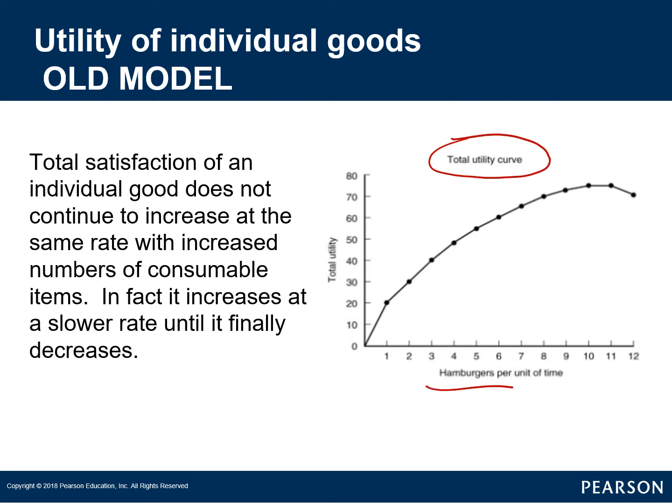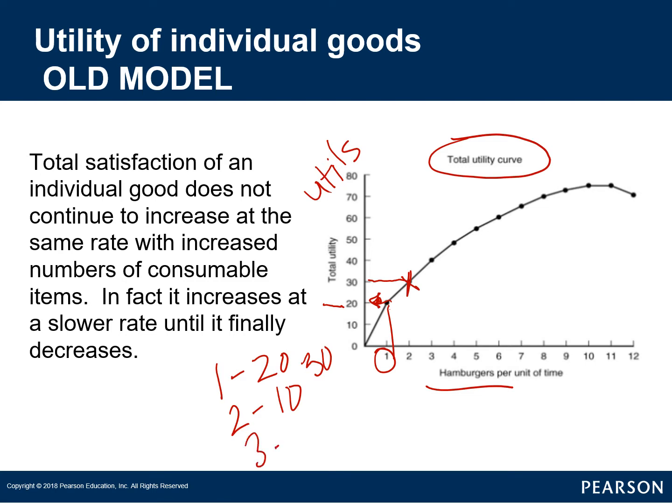So this graph uses the example of hamburgers. For this particular person, one hamburger brings them 20 utils. Remember, we're measuring the utility here in utils. A second hamburger brings them to 30, so it brought them 10 more. 10 plus 20 is 30, that's why we plot it here at 30.